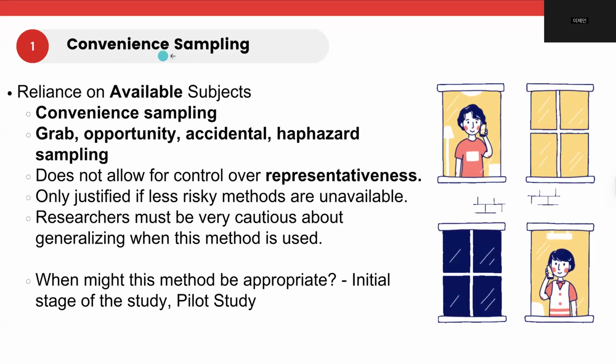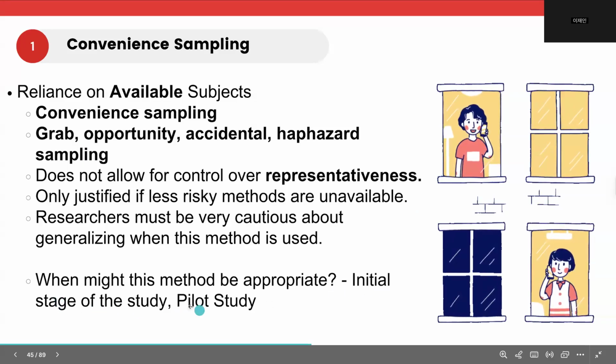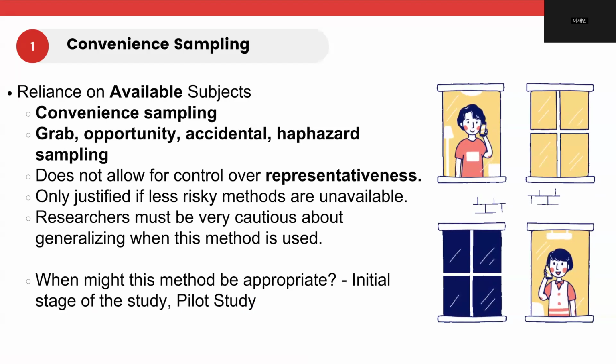So the first one, convenience sampling. It relies on the available subjects near you, whom you can access and are available to see. You do not have control over representativeness, and you do not have a guarantee of it, but you may have a budget-friendly and better accessibility to the subjects or the participants in the survey. So usually you use convenience sampling for the initial level of the study or the pilot study, when you are starting to explore a topic.